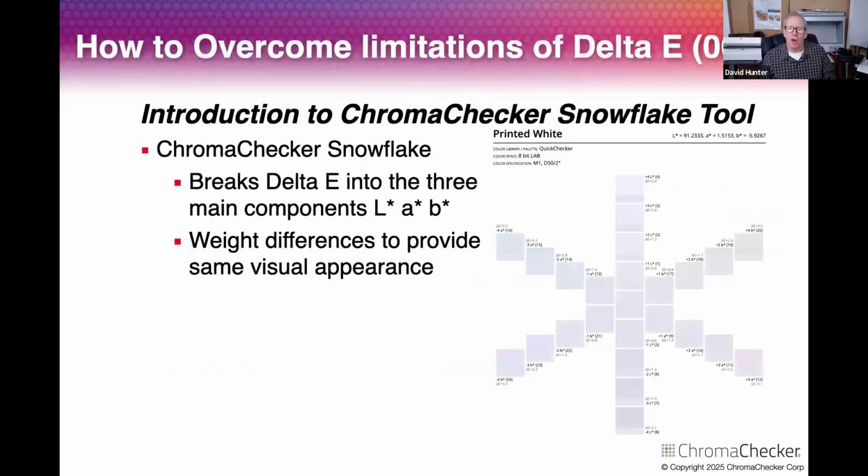We fix this with this introduction to the ChromaChecker snowflake. The ChromaChecker snowflake allows you to set your target color as the center of the snowflake, and then see the difference of the color in the 3 planes of delta E. Delta E is in one equation doing the delta L, delta A, delta B all at once.